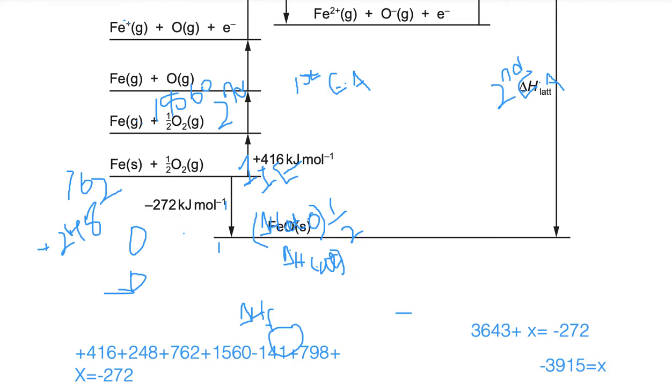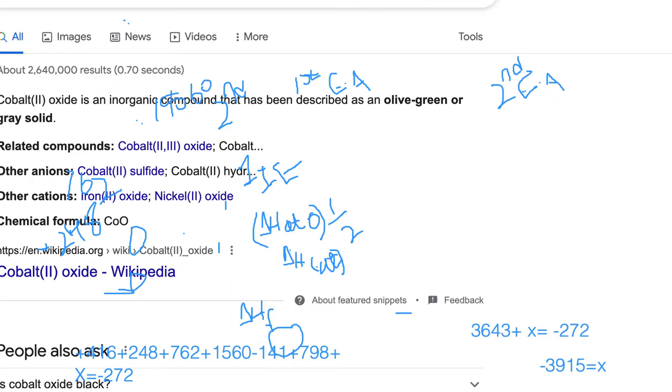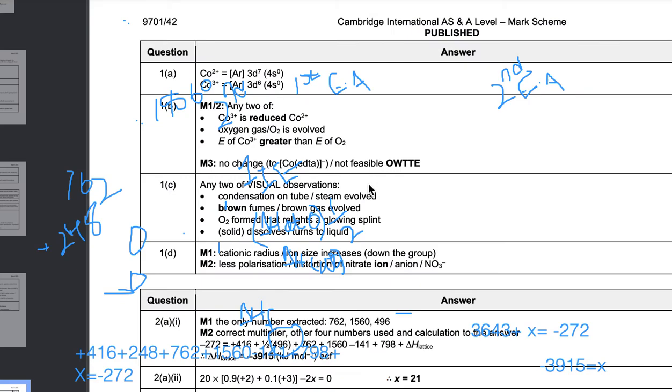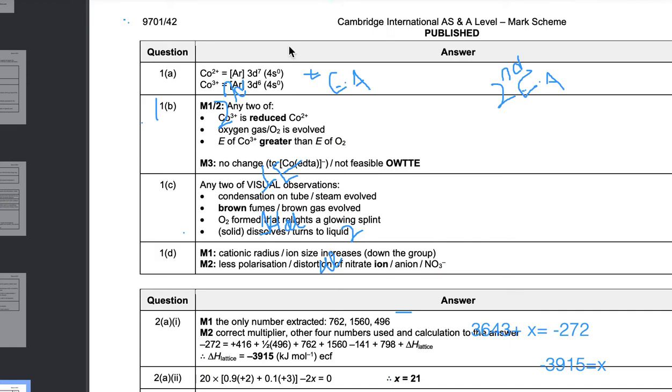Alright, so let me check the answer. Okay, so let me erase it. So over here, do you see that it's minus 3915? So that's the answer. I hope you understood it, because it's pretty easy.